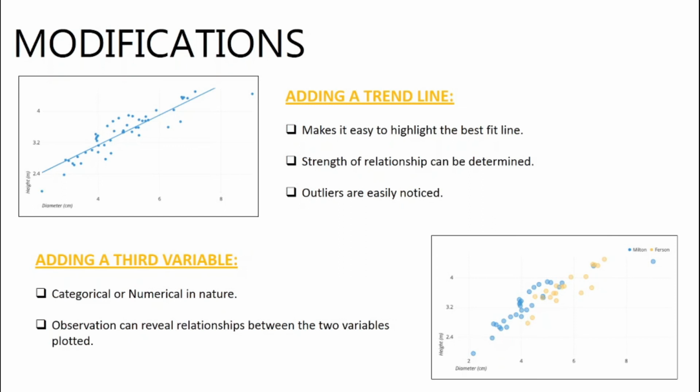Another modification which can be done is adding a third variable. The third variable can be categorical or numerical in nature. Like in this diagram, there are two different categories, Milton and Ferson. Milton is represented with blue, whereas Ferson is represented with orange here. These are two different variables, and in this case they're categorical in nature. On careful observation, the third variable can also reveal the relationship between the two variables plotted, in this case between Milton and Ferson.